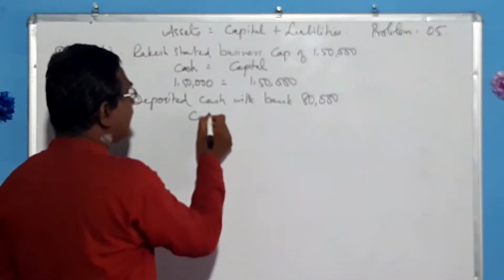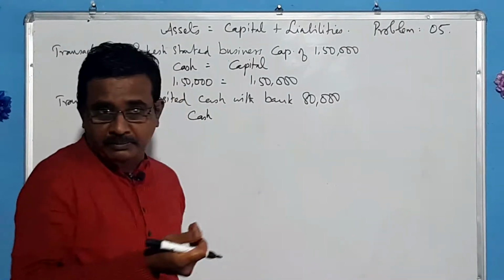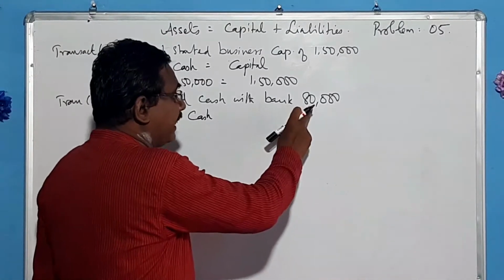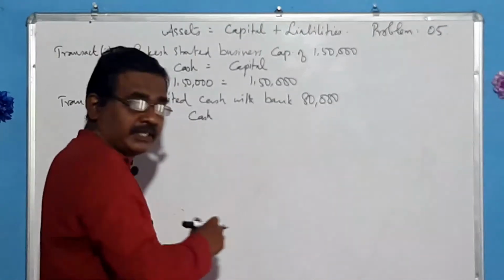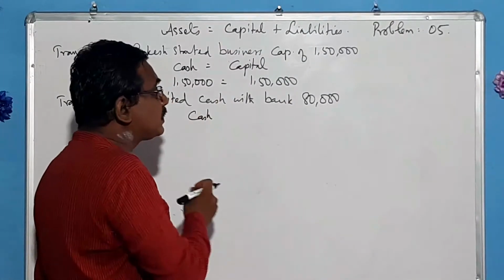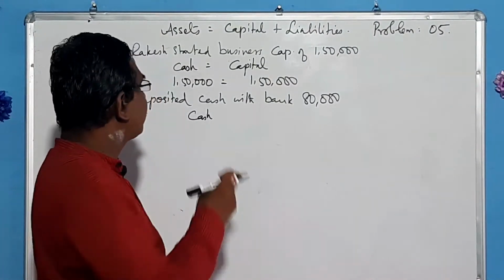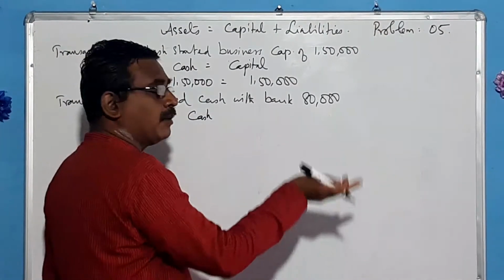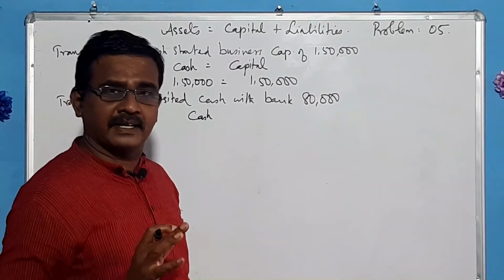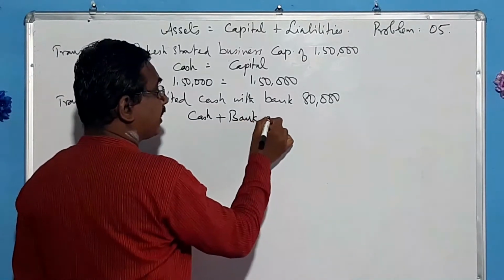Old one is cash. Remember, we have taken 80,000 from the cash we already have. With that 80,000, you have deposited the amount in the bank. Now, the cash reduces by 80,000. Why? We have taken 80,000 from cash and that amount is deposited in the bank. Assume that bank is a debtor, and cash plus bank are the items that come here.